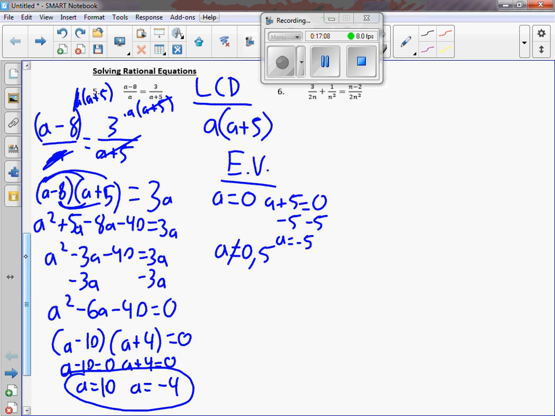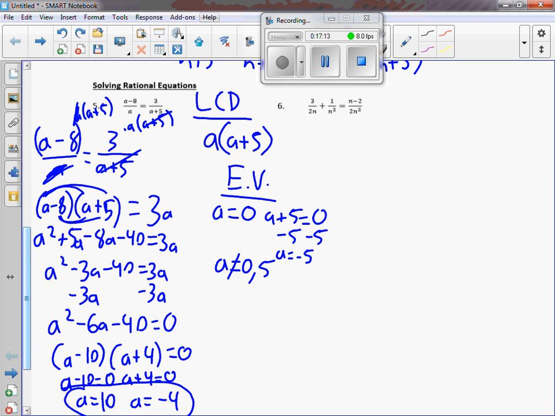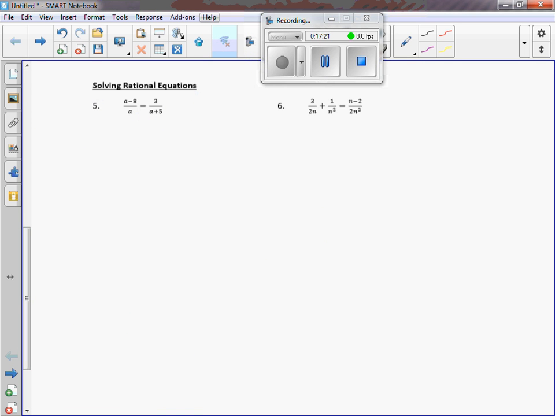Let's move to number 6. So just because there are 3 rationals in the problem doesn't mean the process changes. Let me erase this to get some room. I'll give you a second to pause. So we still need our LCD. Start with the first one, we have 2n. Now we have n squared. So we're multiplying, we already have 1n. We need to multiply in another n.